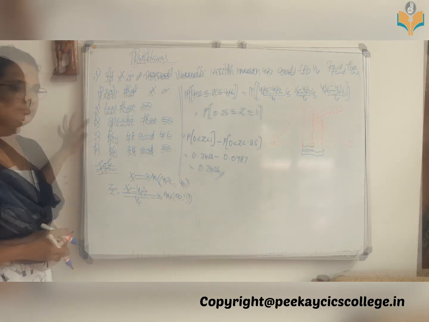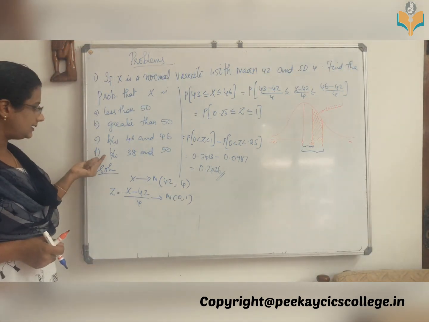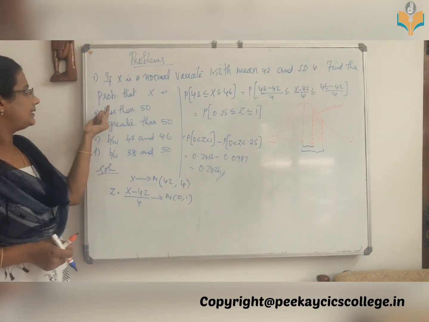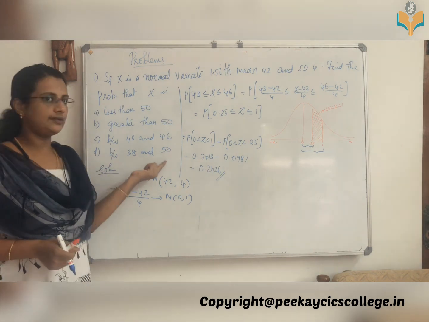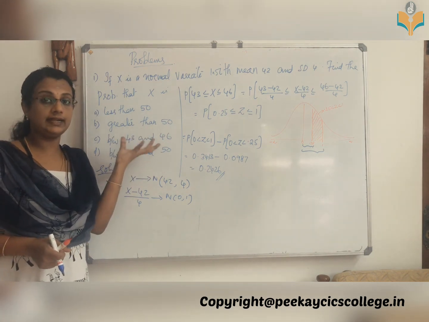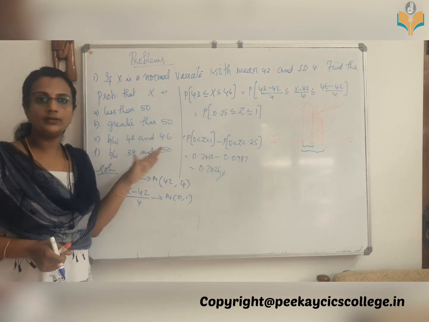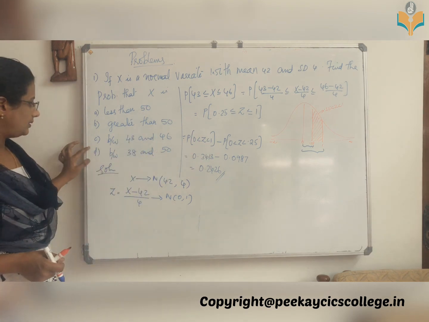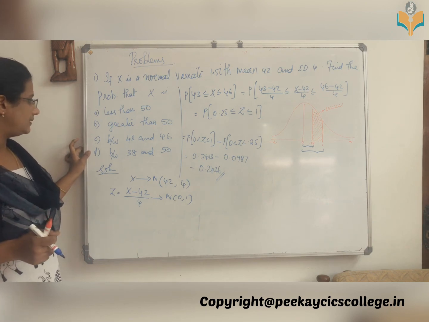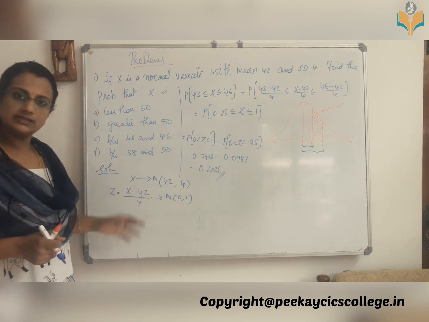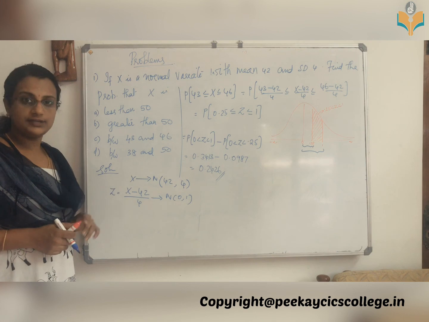Clear? What about the last one, D? Last one, find the probability that x is between 38 and 50. That is the area or probability of the random variable x that we are asked to find. Okay, so D you have to do on your own. എന്നിട്ട് നിങ്ങൾ താഴെയുള്ള കമൻറ്റ് ബോക്സിൽ ഇതിൻ്റെ ആൻസർ കമൻറ്റ് ചെയ്യുക. Okay.